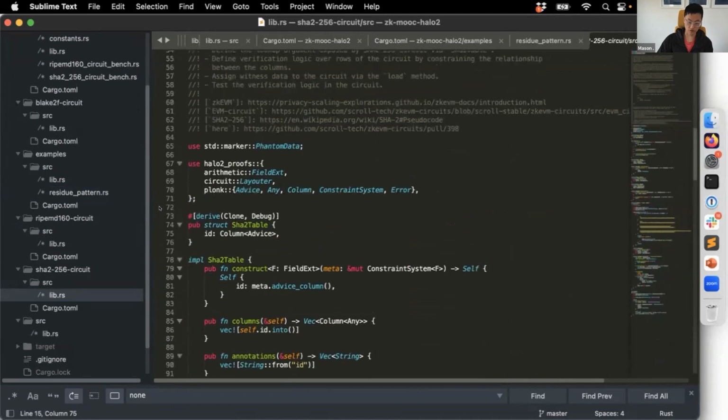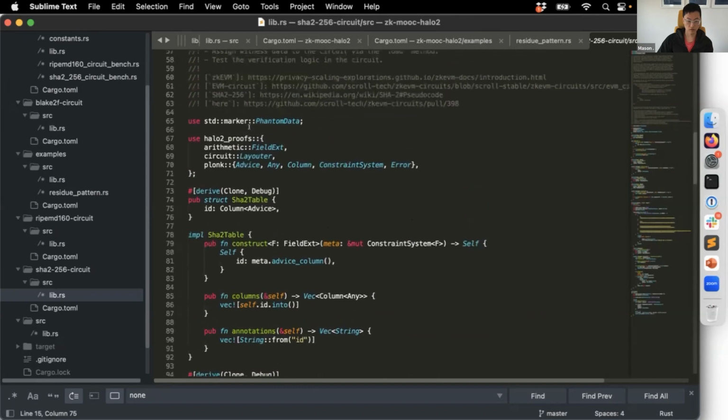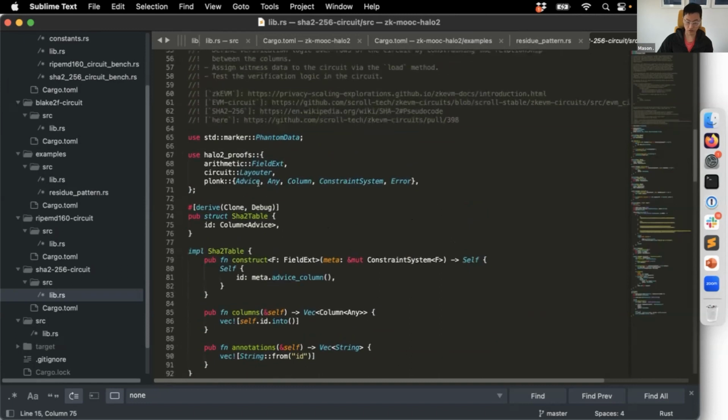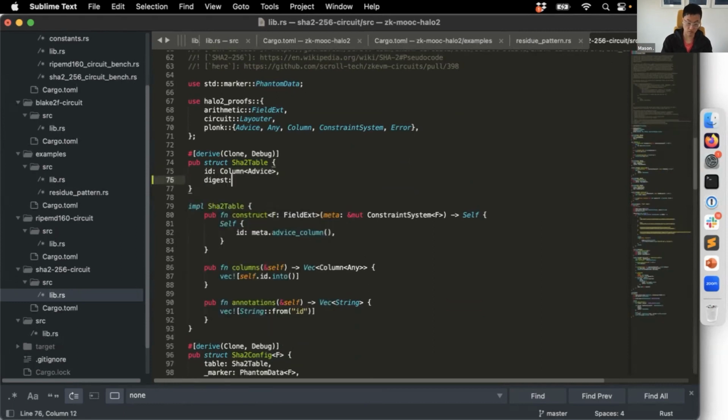Let's just talk about SHA-2, for instance. First we need to talk about something called the SHA-2 table, which is an additional thing that we had in the zkevm that controls how the lookups between the various tables are done. Right now the SHA-2 table has just one advice column, but you're going to need to add another one here, which is the digest column.